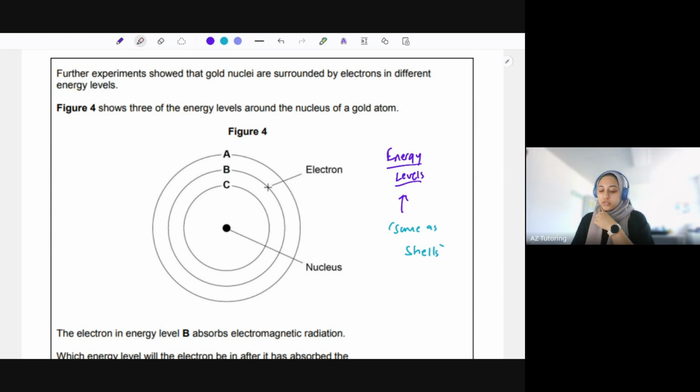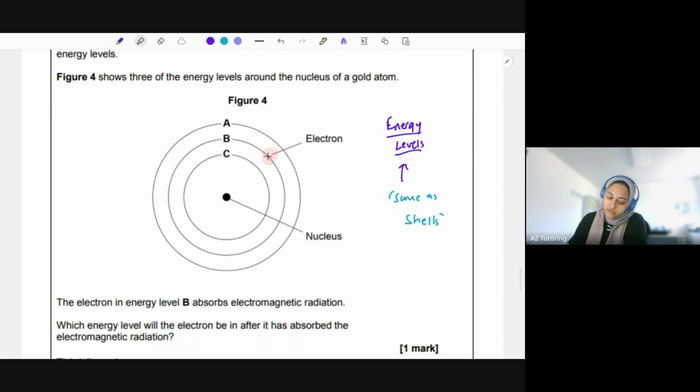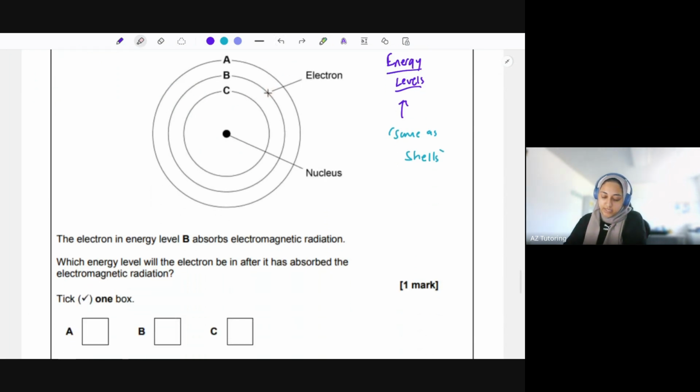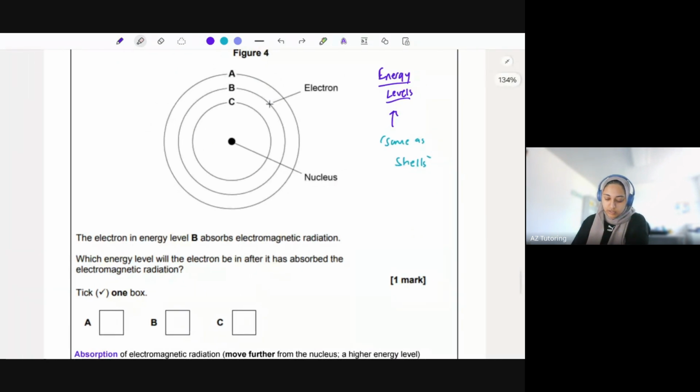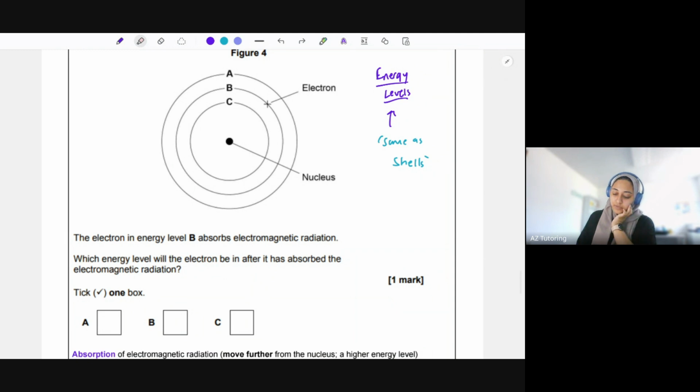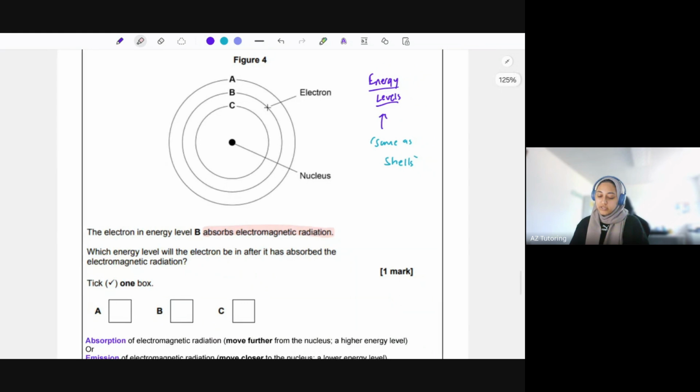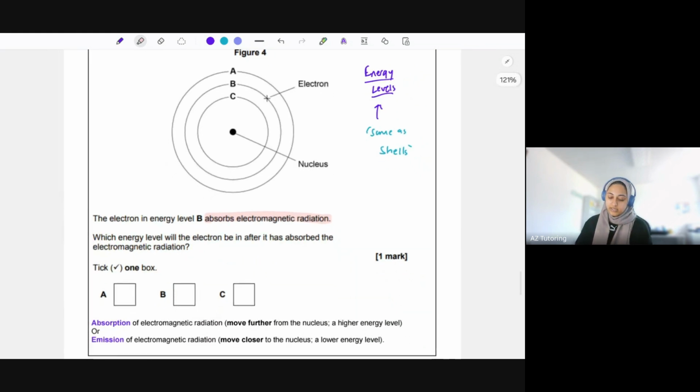Okay, so further experiments show that the gold nuclei are surrounded by electrons in different energy levels. So different shells, in other words. Figure 4 shows 3 of the energy levels around the nucleus of a gold atom. So you can see 1, 2, 3. There's 3 energy levels, and here's the electron. It says here the electron in energy level B absorbs electromagnetic radiation. So there's 2 things that could happen. It could either absorb it or it could emit it. It's asking which energy level will the electron be in after it has absorbed the electromagnetic radiation.